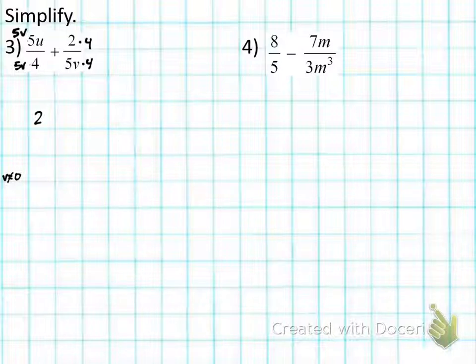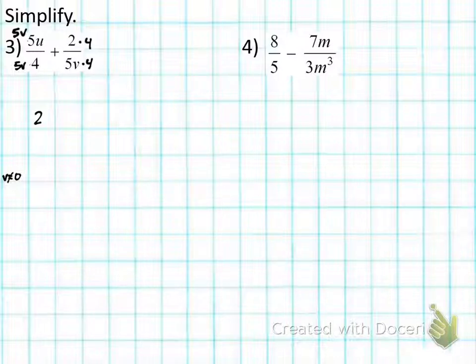Both numerator and denominator. Now we're going to multiply it out. Before multiplying it out, just making sure before we move on. We have 5v times 4 here, and we have 5v times 4 here. So we have the same denominator. Perfect. Okay? So now we're going to multiply the numerator out.